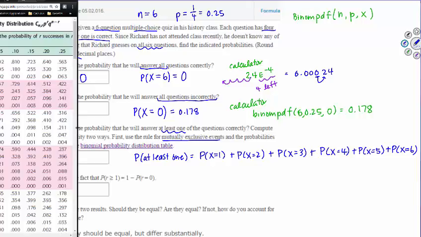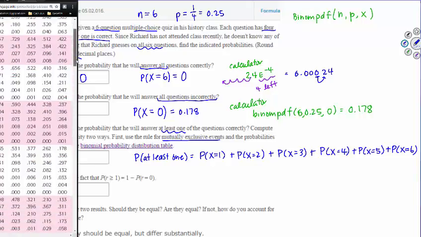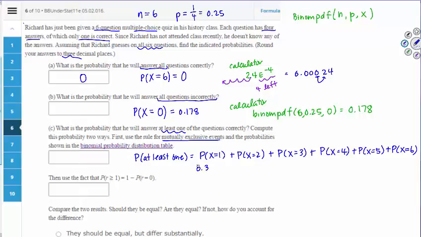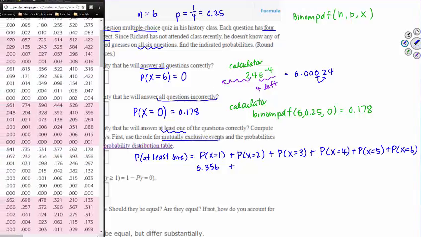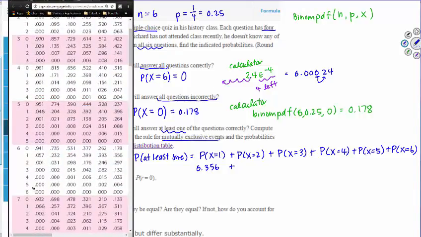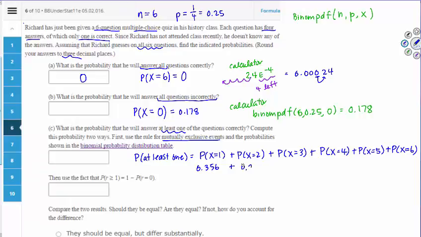So I'm going to line this up. We have 0.25 as our probability of success, so I'm looking at this column. Probability of 1 success is 0.356, plus the probability of 2 successes. One success, 0.25, 0.356, 0.297, 0.132.